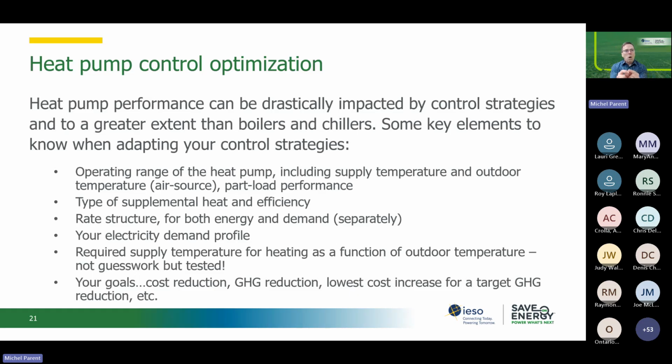So you need to know, do I optimize on cost? Do I optimize on GHG reduction? So you need to have clear objectives. When you look at your BAS control optimization, it's not just about how do I better control the system, it's what are the objectives? Because a heat pump can provide you savings very often all the way down to 0 degrees Fahrenheit or minus 20 degrees Celsius, but at a cost. There will be an energy cost, there could be a demand cost. So you need to have clear goals.